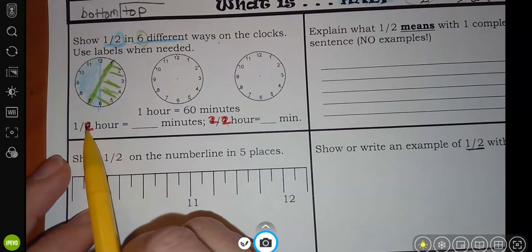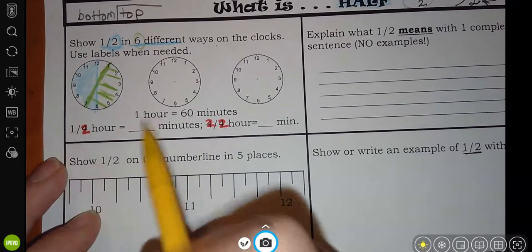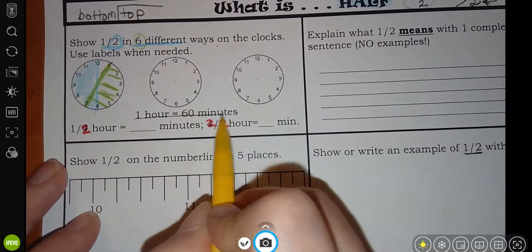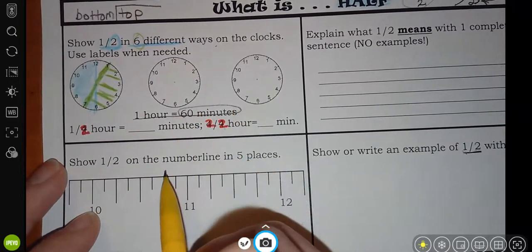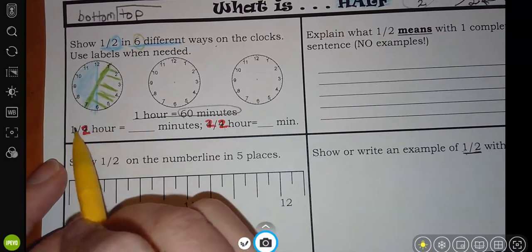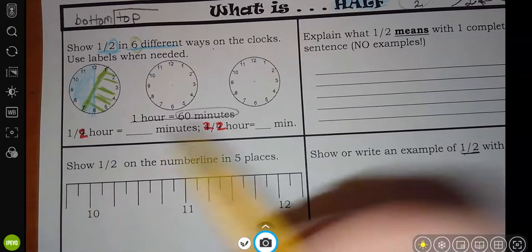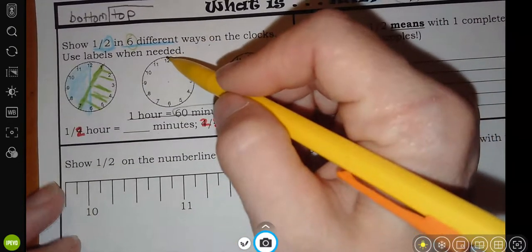Change that to 1/2 of an hour and 2/2 of an hour. We'll get to fourths later. So if 1 hour has 60 minutes, how many minutes are in 1/2 of an hour? Well, hopefully you already know that there are 30 minutes in half of an hour.